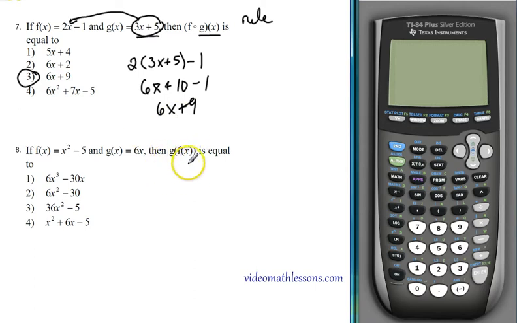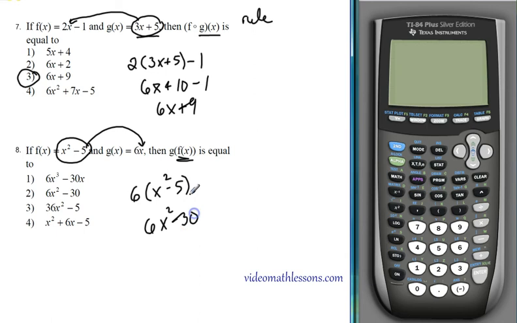So let's try it again. Now look what they say. Start with the back. Find f of x. Well, it's right there. Plug it into g. Well, it's going to go right there. And I'm going to put parentheses around the f of x. Distribute this. 6x squared minus 30. Find it on the list. Choice 2.